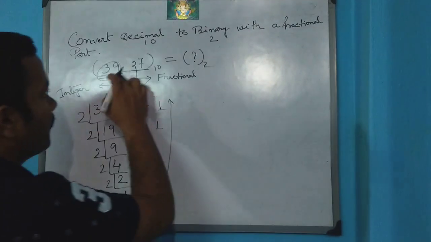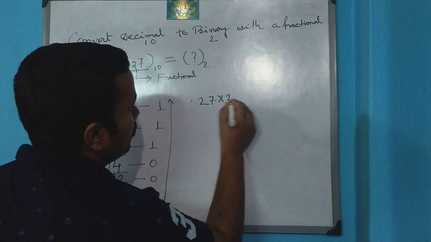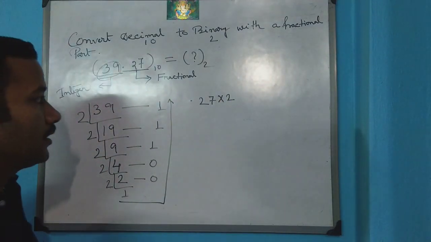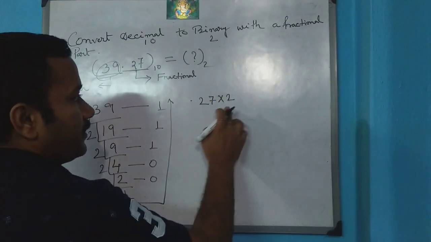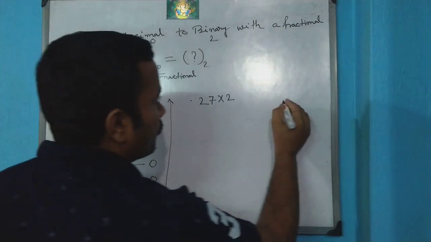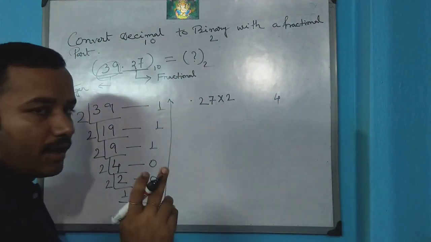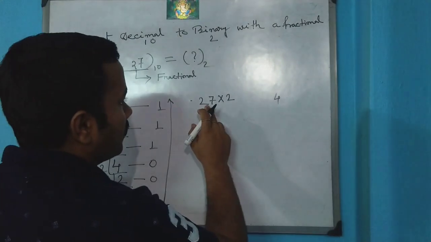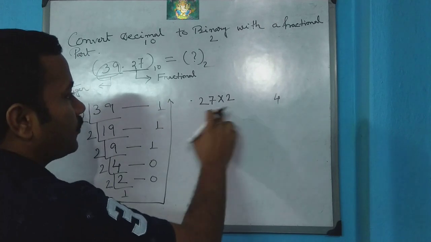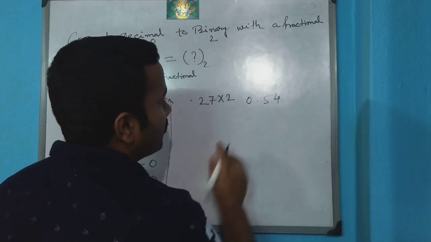Now we calculate the fractional part, 0.27, by multiplication with 2. 0.27 multiplied by 2: 7 into 2 is 14, write 4, carry 1; 2 into 2 is 4, plus 1 is 5. So 0.54.